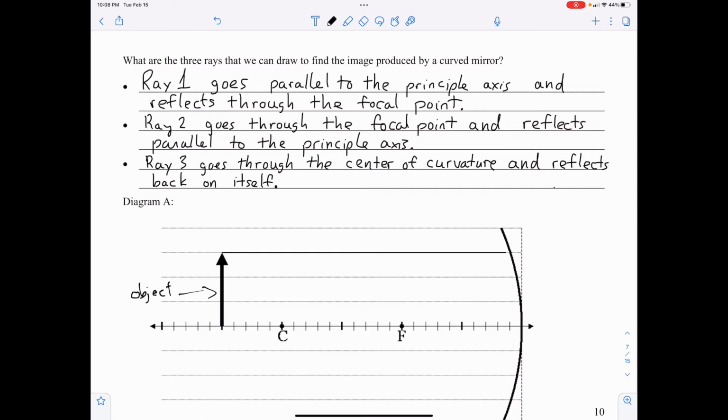And it's going to go all the way to the mirror. And the principal axis would be this thing right here. Ray 1 goes parallel to the principal axis and then reflects through the focal point. So I'm going to reflect it at this angle here, right through that focal point.